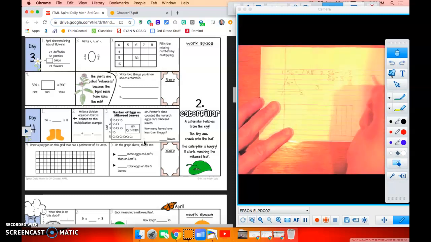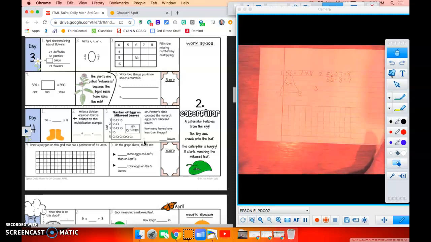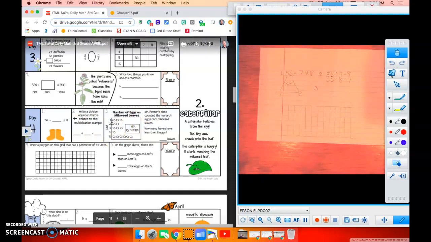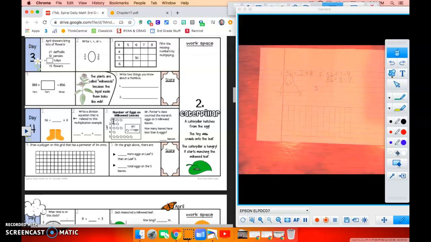All right, number 3. Here we go. Number of eggs on milkweed leaves. Mr. Potter's class counted the monarch eggs on 5 milkweed leaves. How many leaves had less than 6 eggs? If you look over on the chart, we have leaf 1, 2, 3, 4, and 5. On leaf 1, there are 2, 4, 6. It only shows 3 eggs, but down here in the key, it says that each oval is worth 2 eggs. So leaf 1 is 2, 4, 6. Well, let's look back at our question again. That says, how many leaves have less than 6 eggs? So it doesn't ask how many have 6 eggs. It's how many less than.